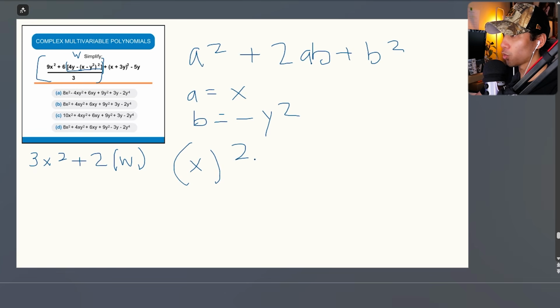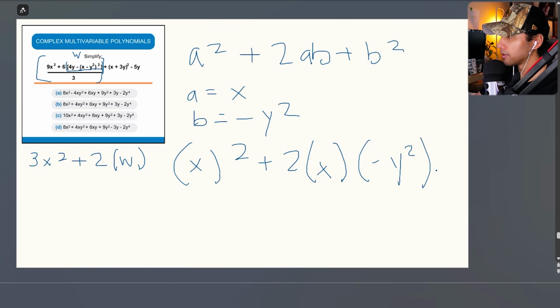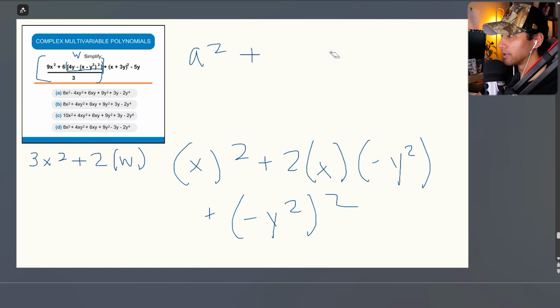X squared plus 2x negative y squared plus parentheses minus y squared squared. Okay? Rewriting everything out again nicely. X squared plus, and I'm going to rewrite it again, minus 2xy squared, because this negative y makes this whole thing negative. And then plus y to the 4th.